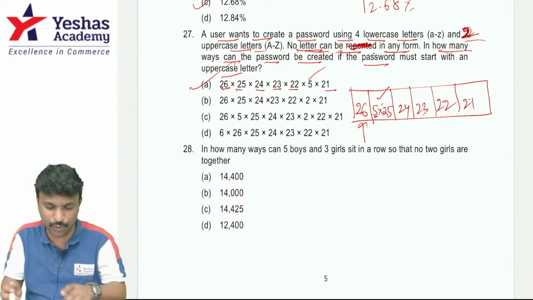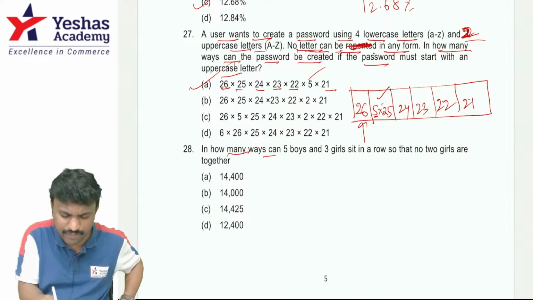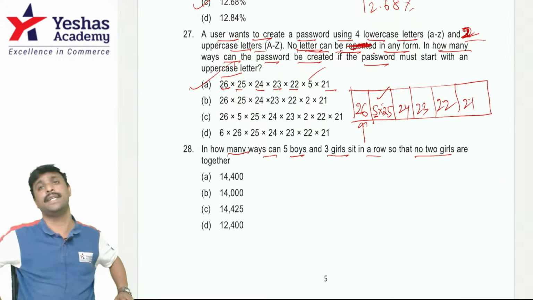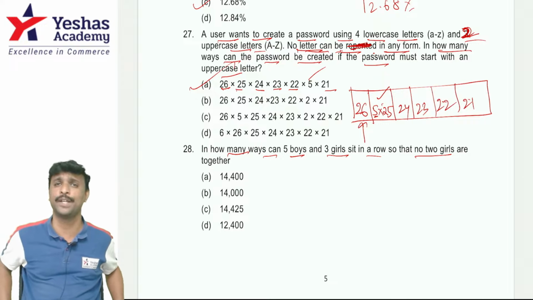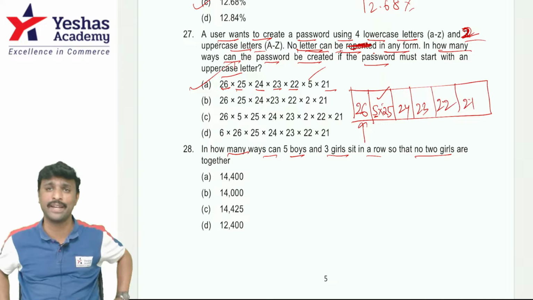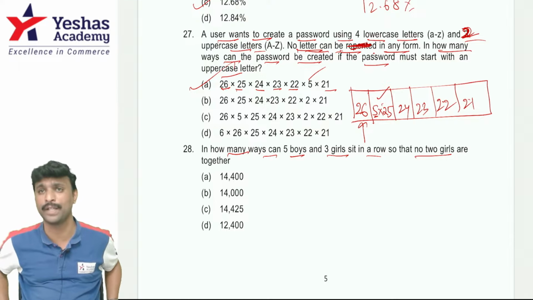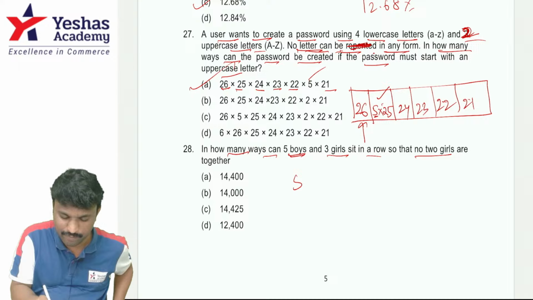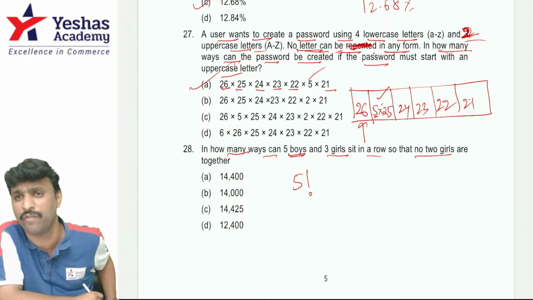Guys, moving on to the next question. In how many ways can 5 boys and 3 girls sit in a row so that no 2 girls sit together? Guys, no 2 girls sit together. I told you a one-liner for this. When no 2 girls sit together, first of all, arrange the other variety. That means the boys. How many boys are there? 5 boys. So 5 boys can be arranged in 5 factorial.